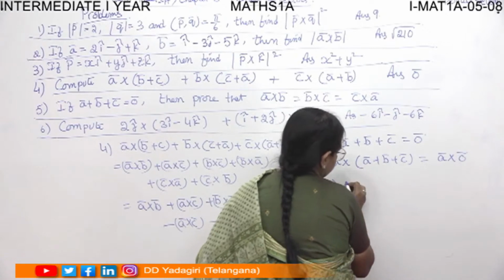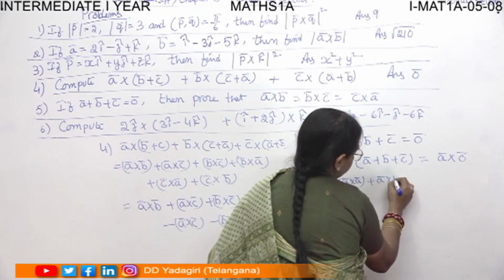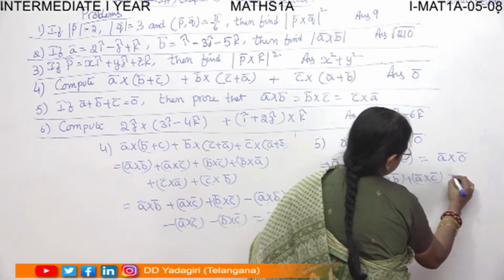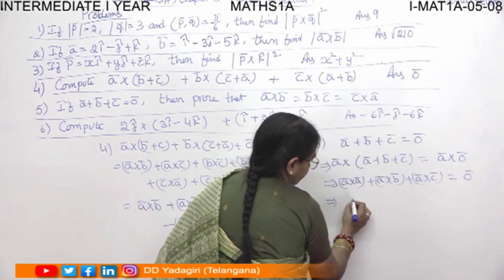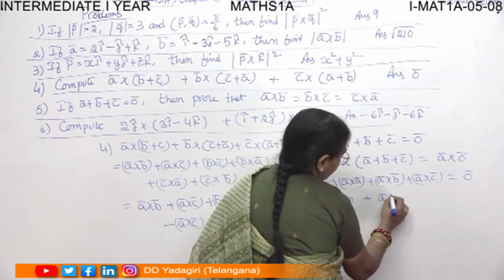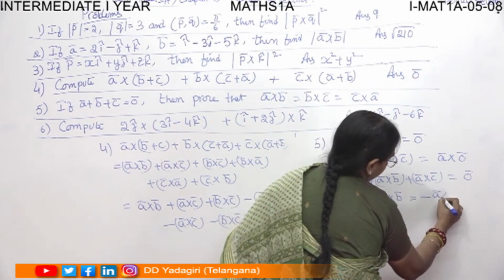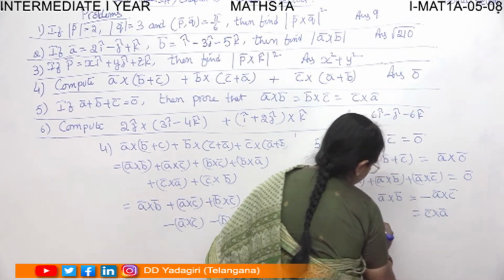So when you expand, it is A cross A plus A cross B plus A cross C is equal to 0 vector. So now you know A cross A is 0. Then A cross B, you take this to that side, it is minus A cross C. Minus A cross C can be written as plus C cross A.